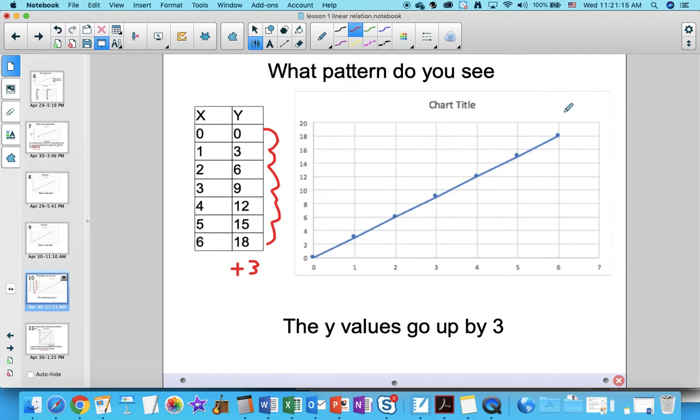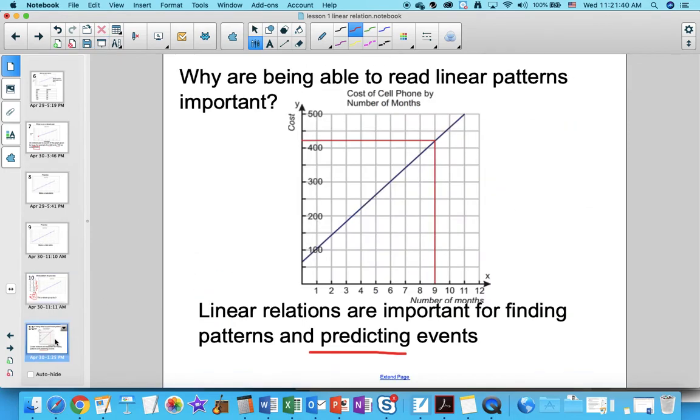At 6, we have 18. At 7, what should it be? We kept going up by 3, so 7 should be 21. What should 8 be? We're going up by 3, so 24. Even though it's not on the graph, I know that these will be the values if the graph kept on going. I could predict those values.